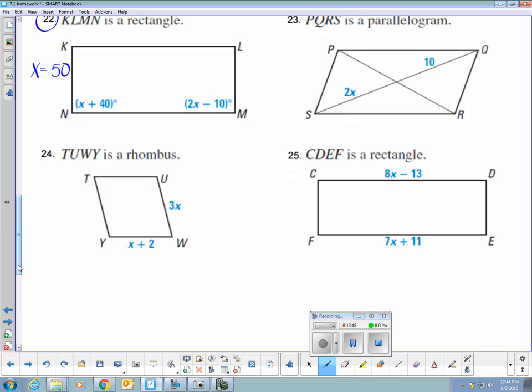And in number 24, since we have a diagram that is a rhombus, what we know about a rhombus is that all four sides are congruent. Therefore, side UW is congruent to segment YW. So to find the value of x, I can say that 3x is equal to x plus 2.